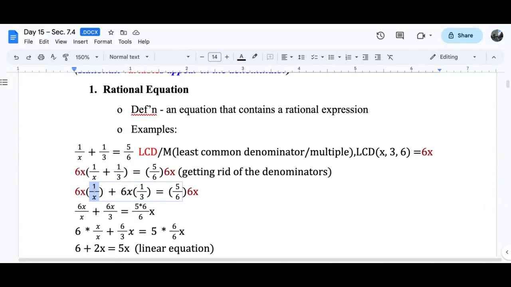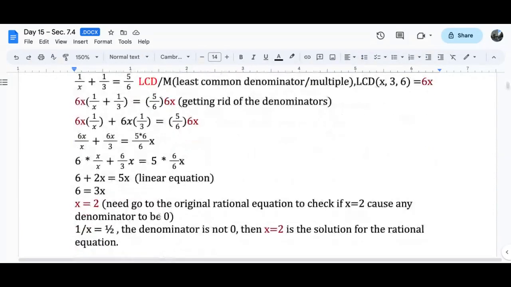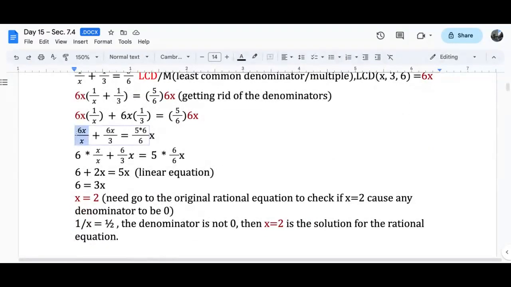6x times 1 over x. How do we do the multiplication? 6x, the denominator is 1. So we have 6x times 1 divided by x. 6x times 1 over 3, that's 6x divided by 3. 5 over 6 times 6x, that's 5 times 6x divided by 6. The x we can put in the numerator or on the side. It doesn't make any difference, those x are the same, it just looks different.